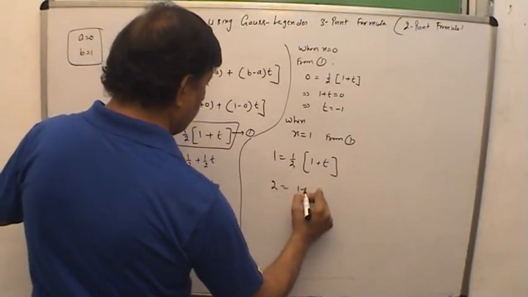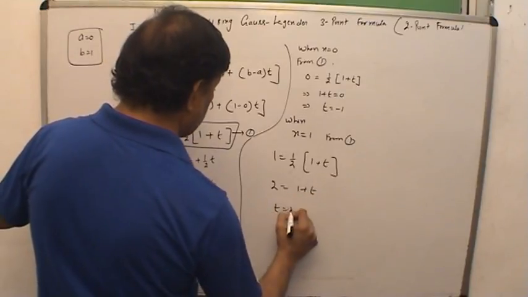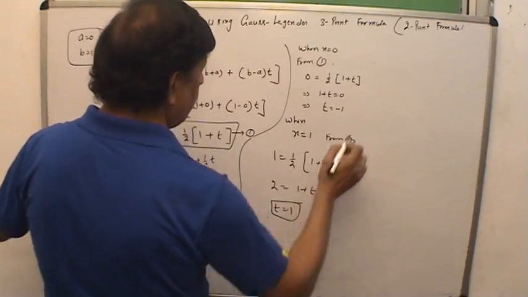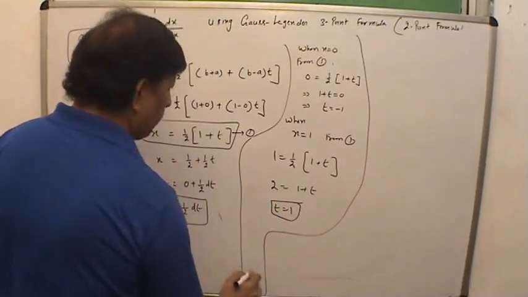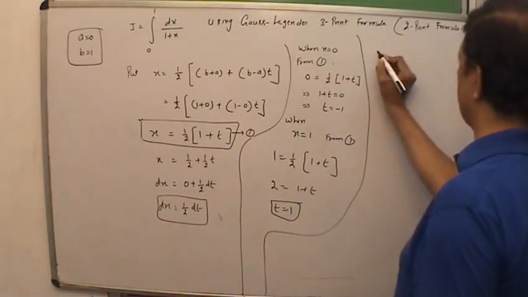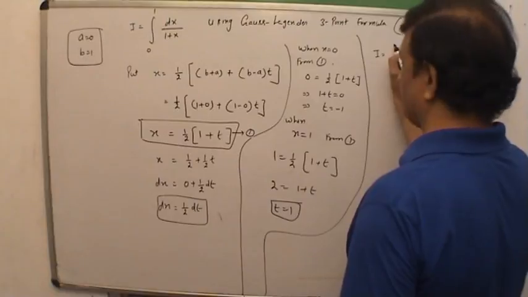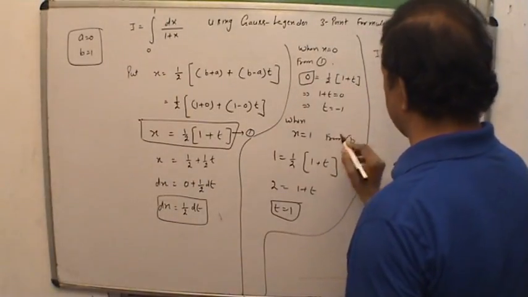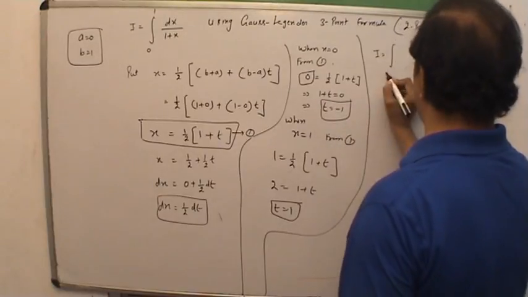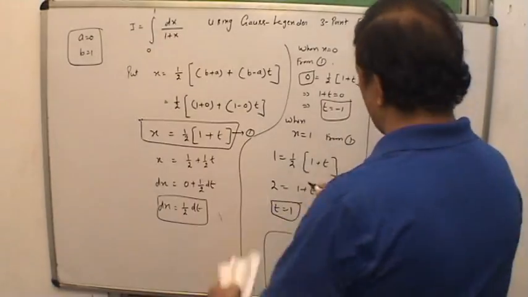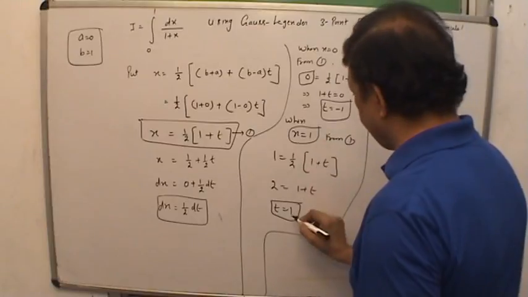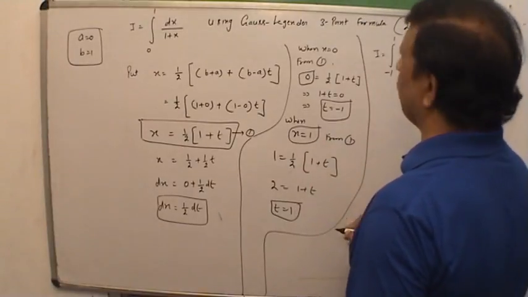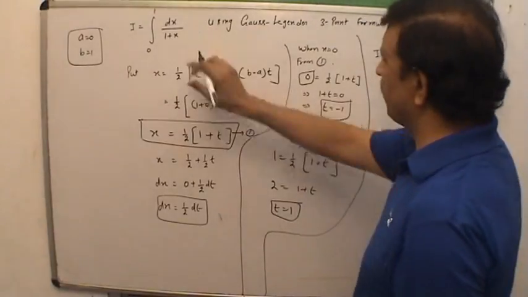2 is equal to 1 plus t, or t is equal to 1. Now if we substitute the values of the limit, we see our function has changed. Corresponding to 0 we get the new limit, that is minus 1, t is minus 1, and corresponding to 1 what we get, that is t is equal to 1, and function changes from, what is dx?